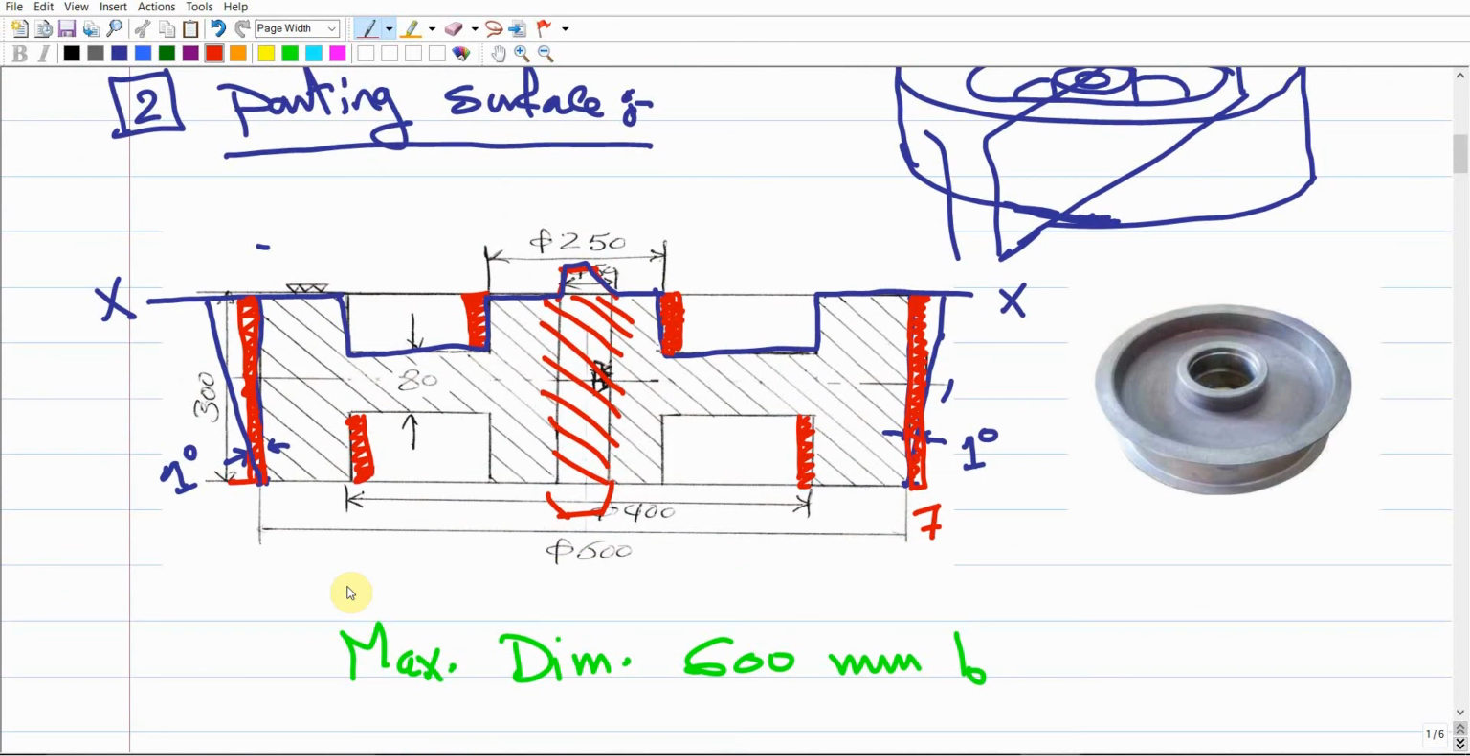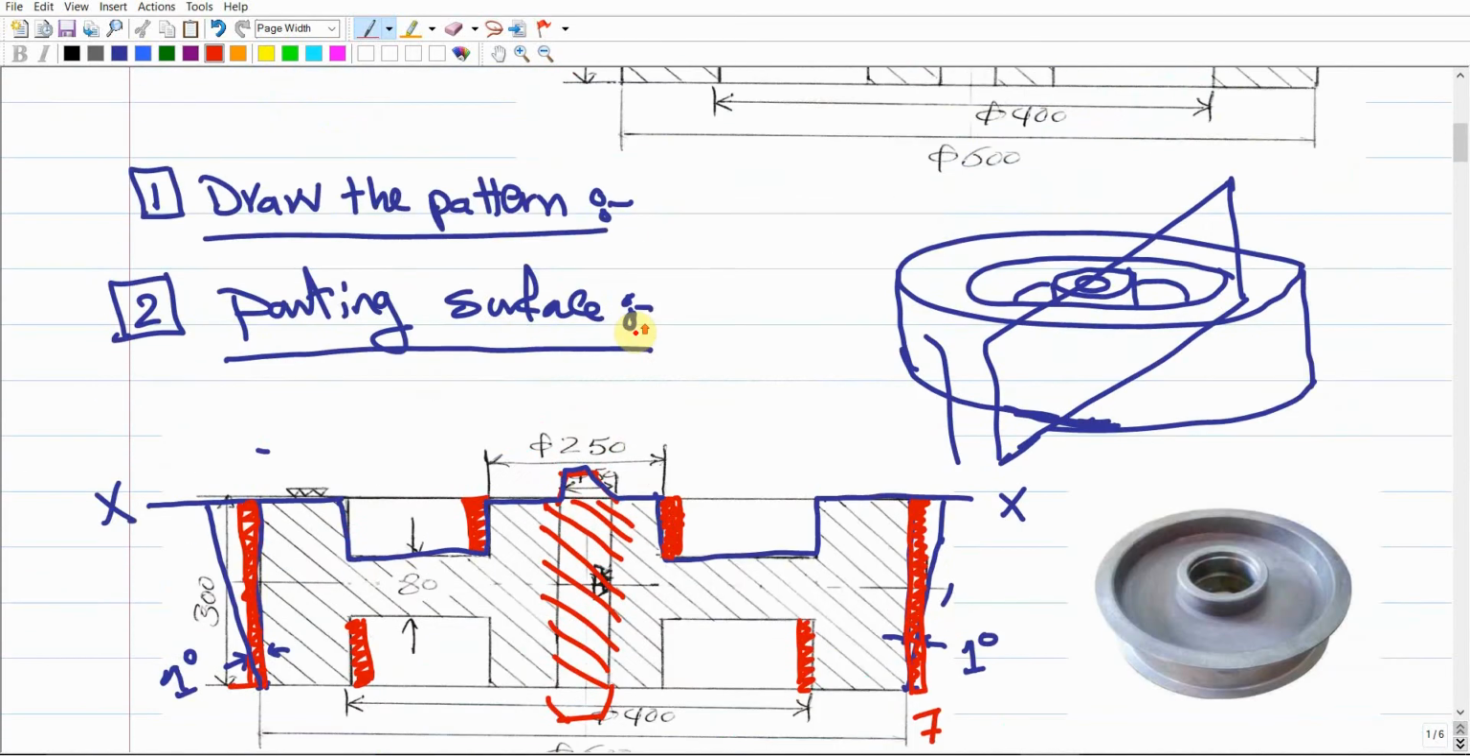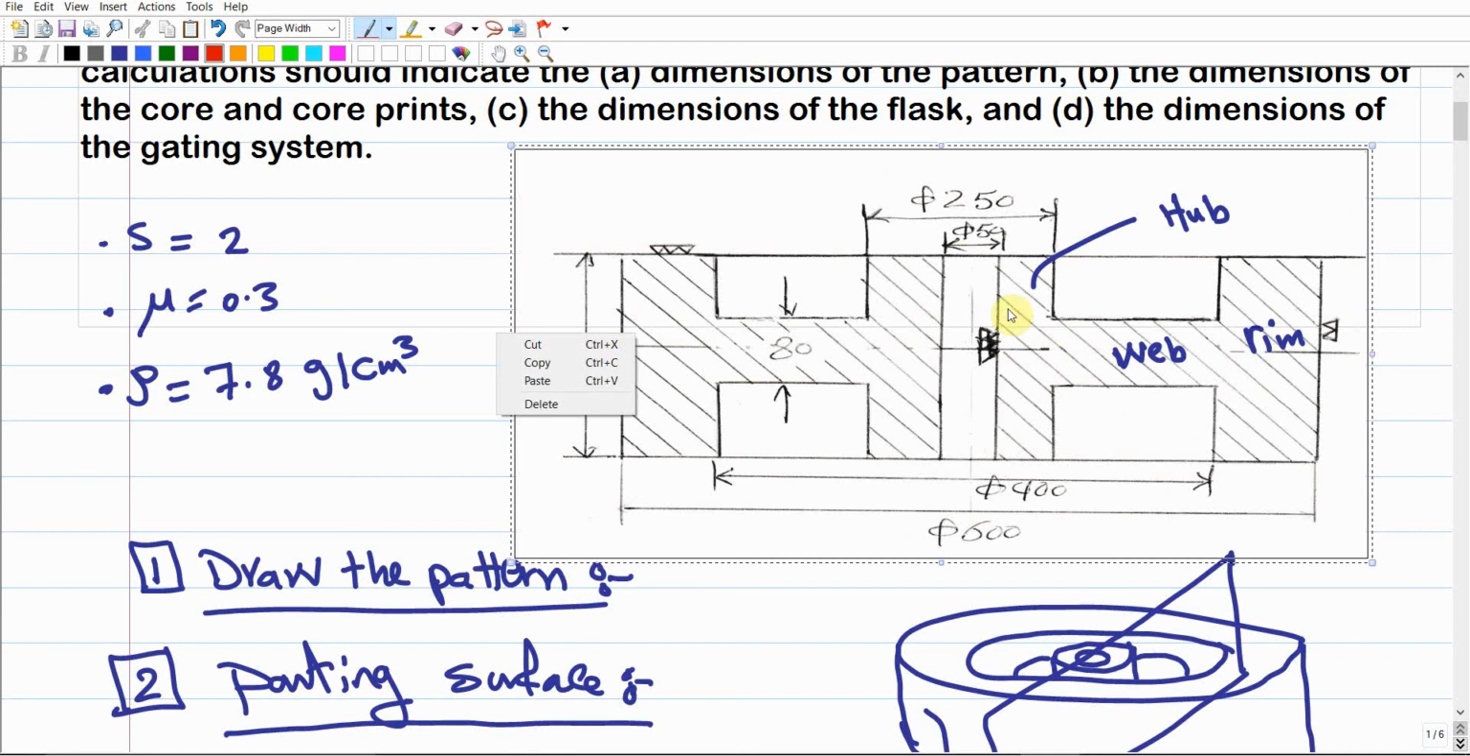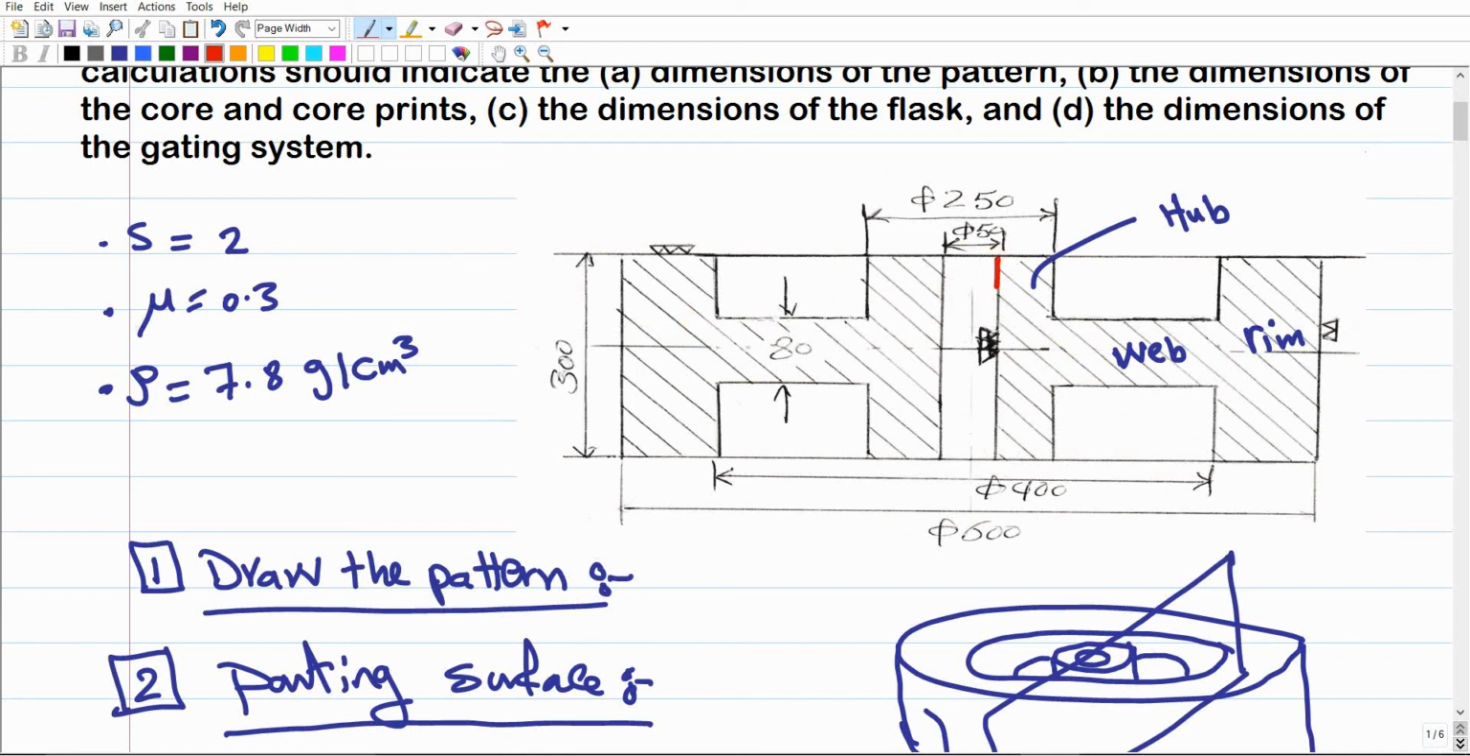How about the 50 millimeter, which should be the hole? The hole here connects two surfaces. This hole, which should be the hole in the final product, right? This hole in the final product connects two surfaces, which are this surface and this surface, right? This surface is a side surface and this one is a side. We said that any horizontal dimension connects two sides. So this is a side surface, this is another side surface.